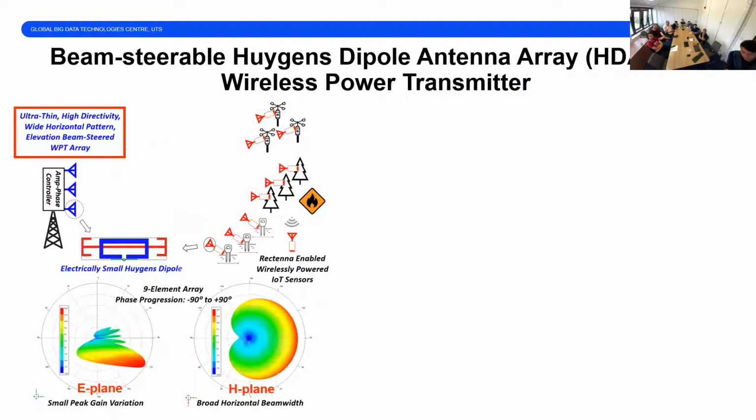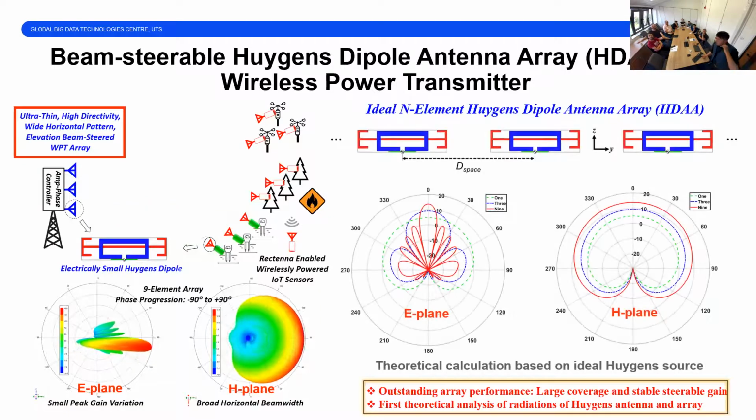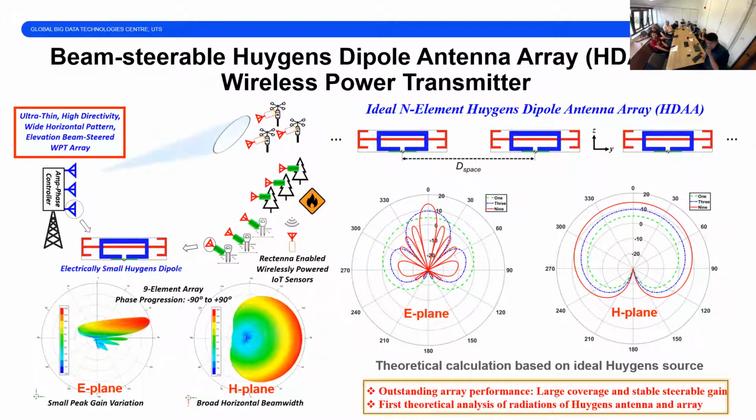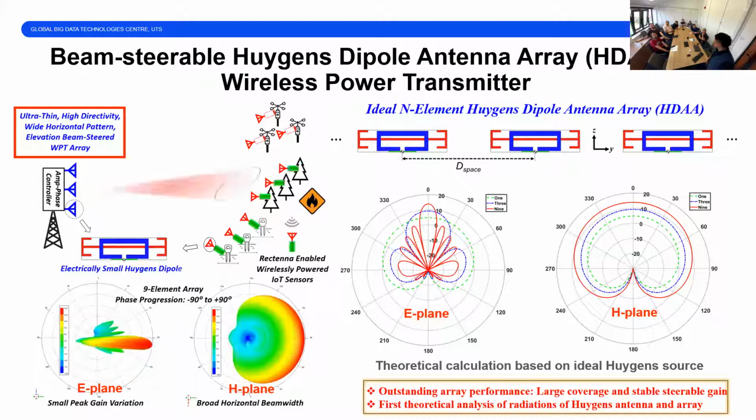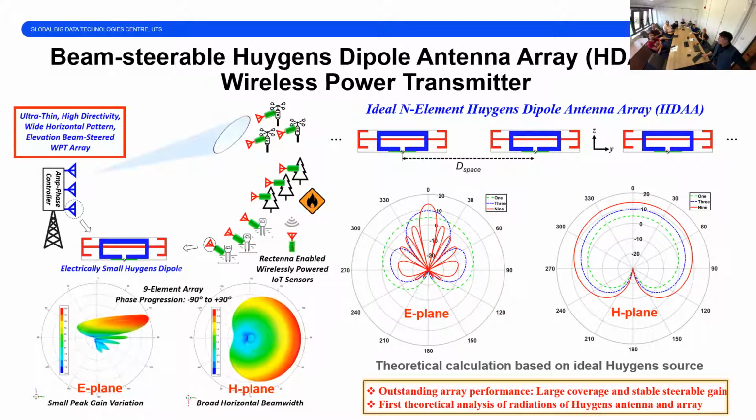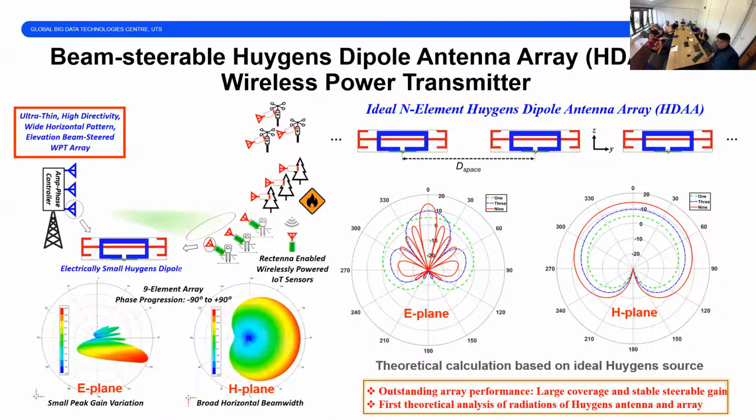Here you can see that the beam variation is very small, and if we calculate it numerically, it's the same. So in this work, we developed the theoretical calculation based on an ideal Huygens source. We calculated the radiation pattern as an antenna array and the beam scanning performance. We found that when the Huygens elements are expanded into an array, it also has a wide beamwidth in one plane, the vertical plane.